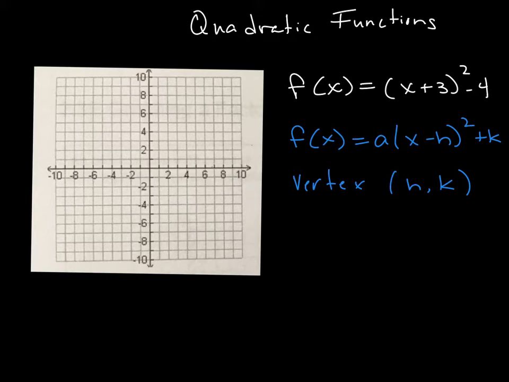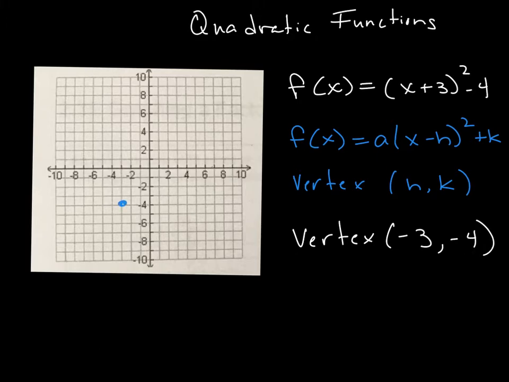So the first thing we're going to do here is say that the vertex of the parabola is (-3, -4). So do be careful with those signs. The vertex of our parabola is over here at (-3, -4).